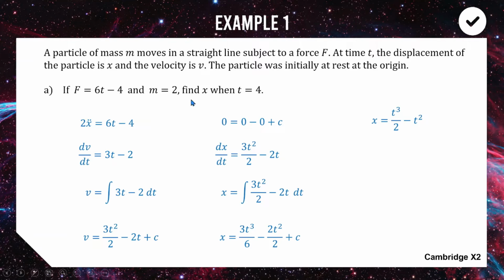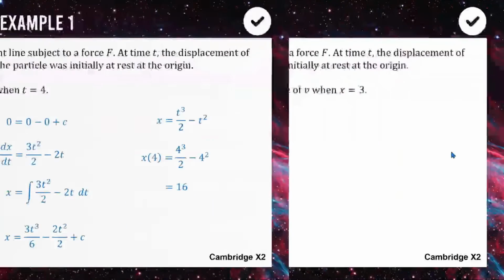The question asked us to find the displacement when time is equal to 4, so we're going to substitute 4 into this expression and get our answer of 16 meters or something, I guess. There's no real units in the question, so we're just going to go with numbers. Okay, there's the first one. On to the next one.